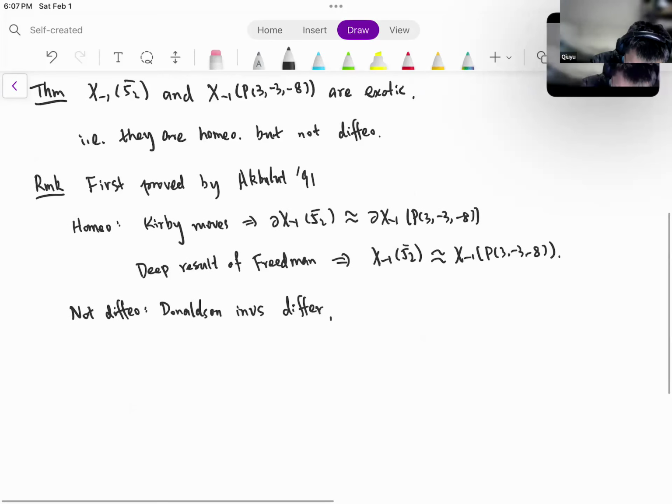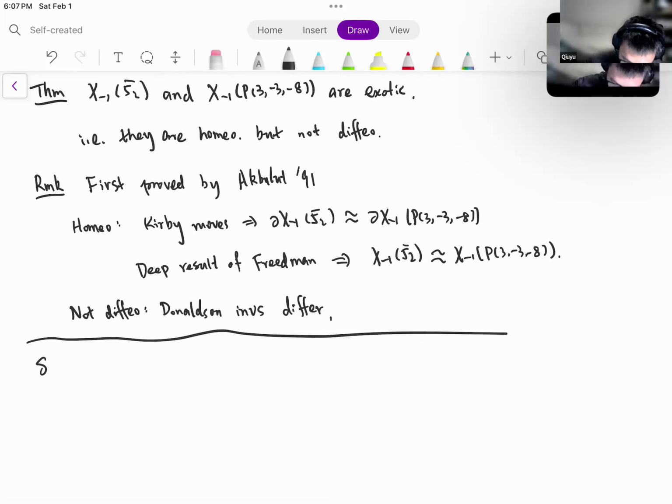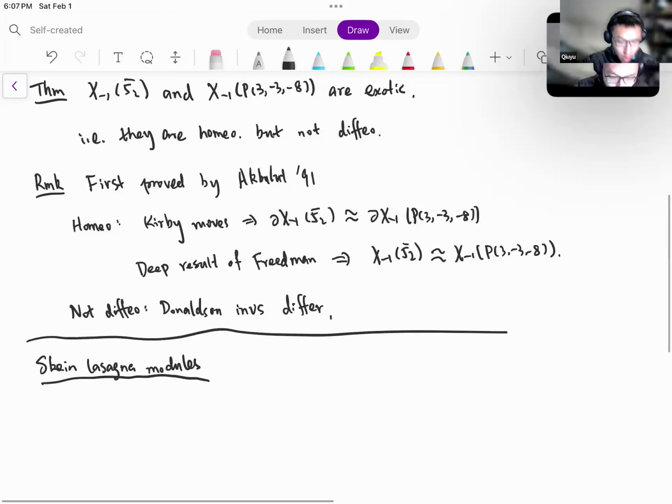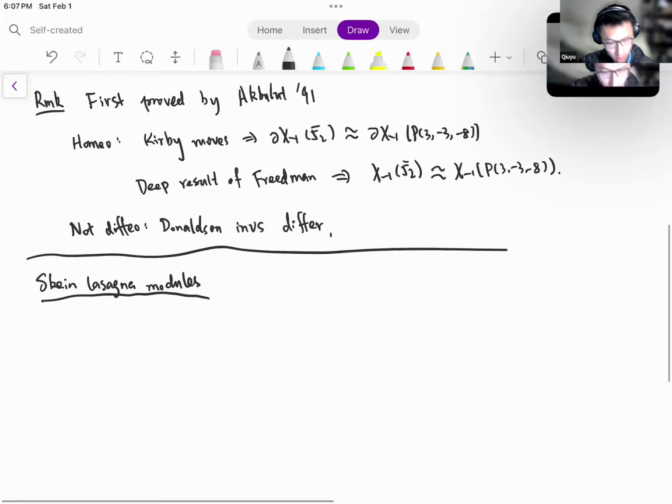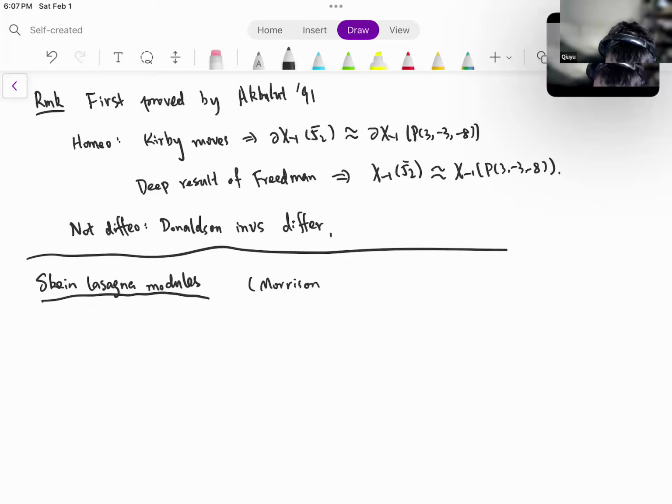Okay, so let me begin the talk by briefly introducing the so-called skin lasagna modules. This was a package of invariants defined by Morrison, Walker, and Wedrich in a recent paper.